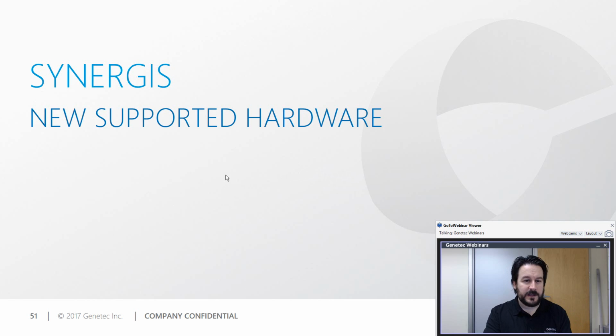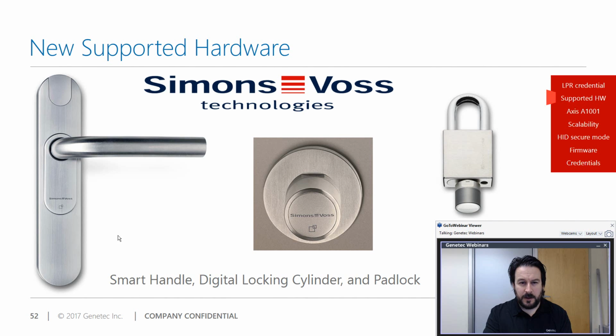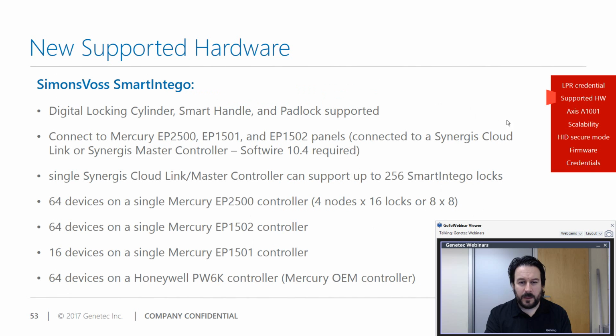Okay, so moving on to look at some of the new supported hardware. One of the major things is we've now added the SimonsVoss Smart Handle Digital Locking Cylinder and Padlock, the Smart Intego line. So that's 3 of them here. These need to connect to a Mercury EP2500, 1501, or 1502 panel, which is of course connected to a Synergis Cloud Link or a Synergis Master Controller that's running software 10.4. So we can support on a single one of those Synergis units 256 Smart Intego locks.